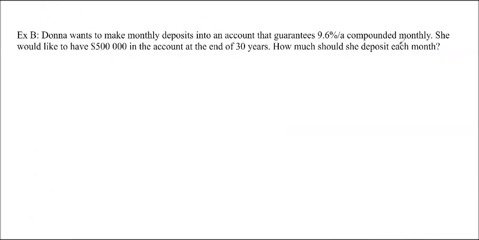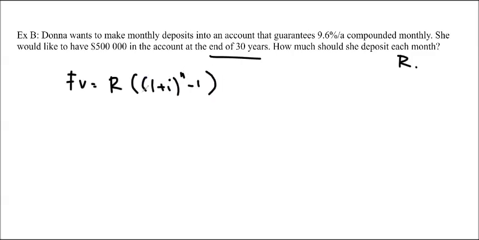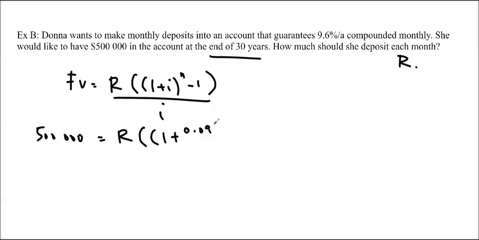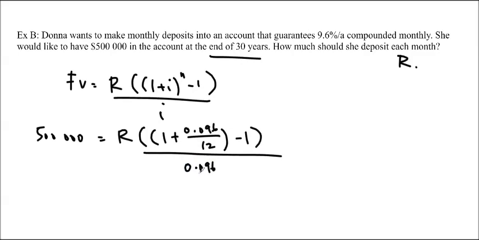So she's making monthly deposits into an account. She would like to have $500,000 in the account at the end of 30 years. So we're going from 0 to $500,000. How much should she deposit each month? So we're trying to figure out what R is. So we're just going to use the formula. FV is equal to R times 1 plus i to the n minus 1 over i. And here FV is going to be $500,000, and we don't know what R is. We're compounding monthly, so it's going to be 1 plus 0.096 divided by 12, to the n, minus 1 in the top, over 0.096 over 12.